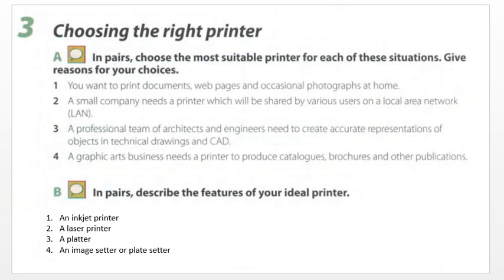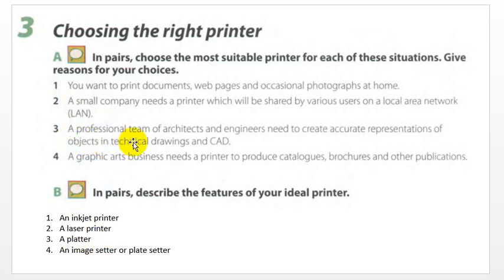Okay, choosing the right printer. Task number 3. Choose the most suitable printer for each of these situations. Give reasons for your choices. You want to print documents, web pages, and occasional photographs at home. What kind of printer do you need? An inkjet printer. A small company needs a printer which will be shared by various users on a local area network. A laser printer.